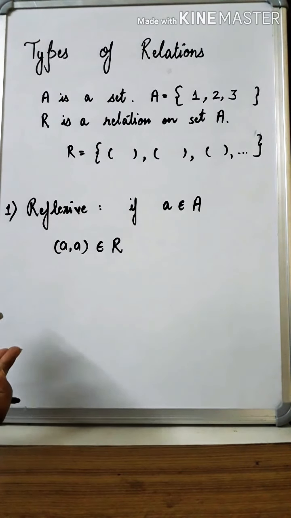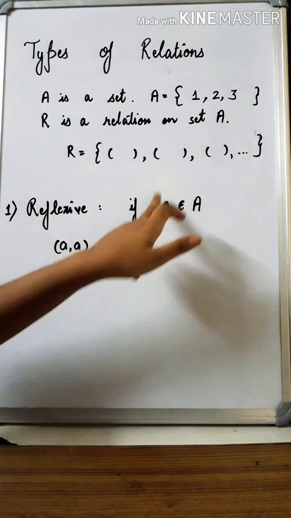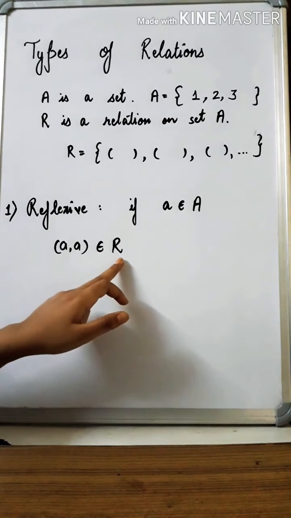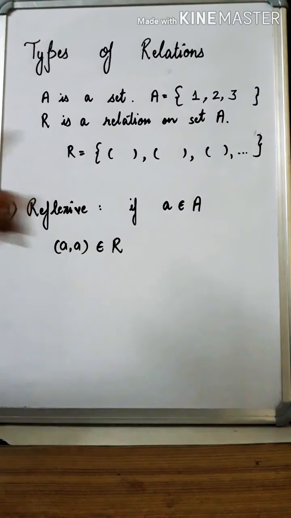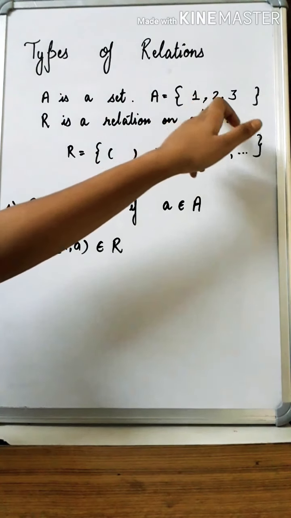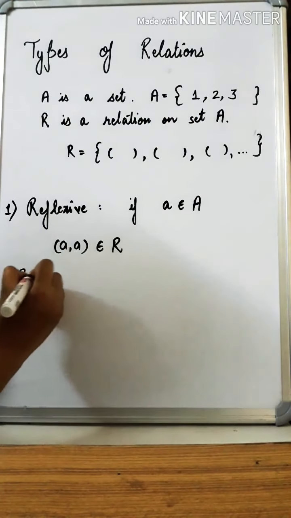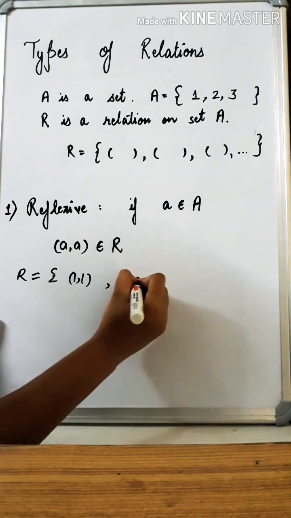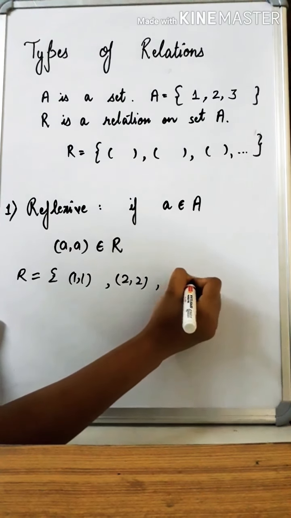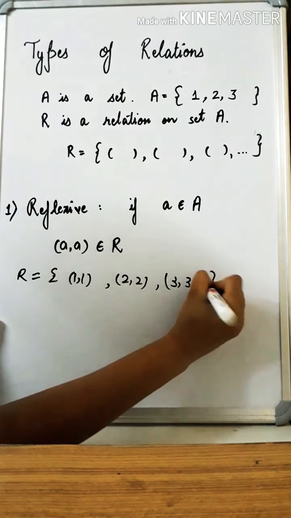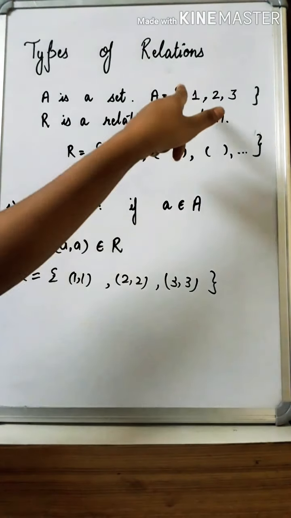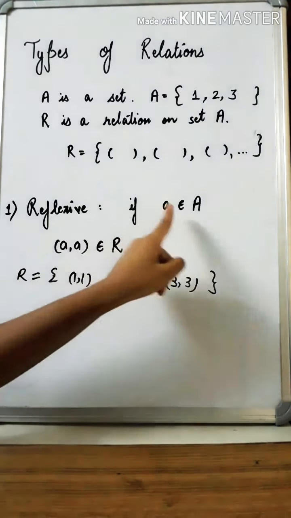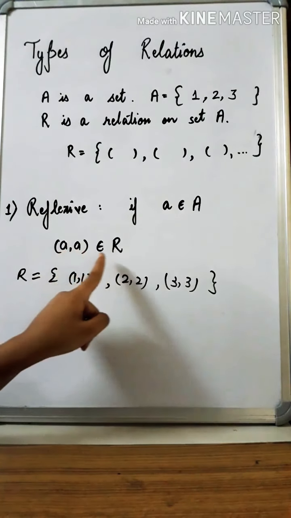So the very meaning says, if a, small a, is an element that belongs to the set A, then (a, a) is an ordered pair that belongs to the relation, right? Suppose, for example, our set A has elements 1, 2 and 3. If our relation has elements like (1,1), (2,2) and (3,3), then R is a reflexive relation, meaning 1, 2 and 3 were present in the set, so (1,1), (2,2), (3,3) are present in the relation. If a belongs to the set A, then (a, a) should belong to the relation.